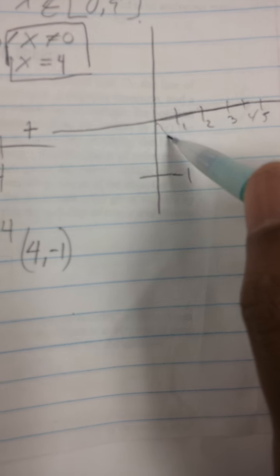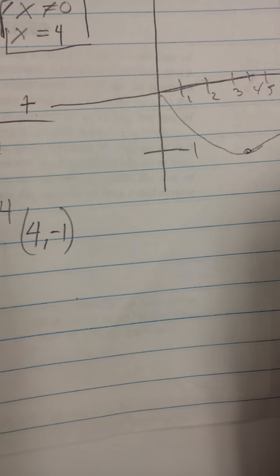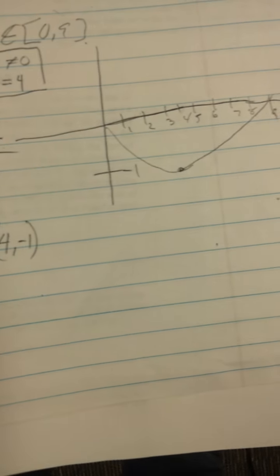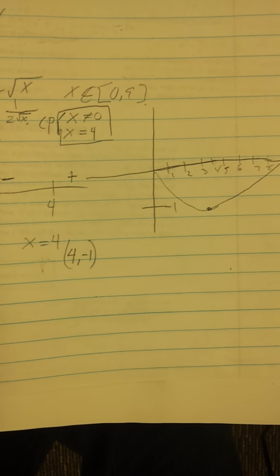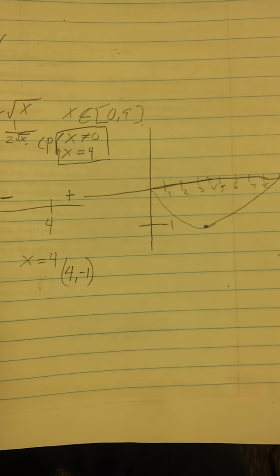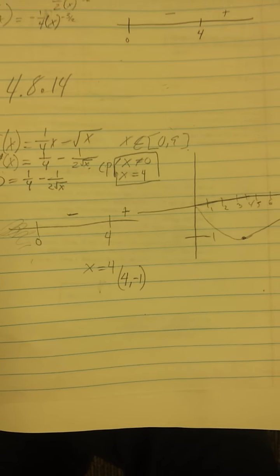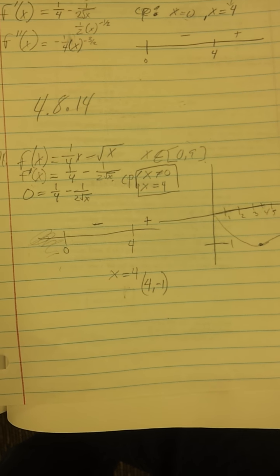So we're going to be going down, connecting, and then we continue to increase up. So that is our graph. That's our min, and that is how we make a very rough sketch of f of x equals 1/4 x minus square root of x.